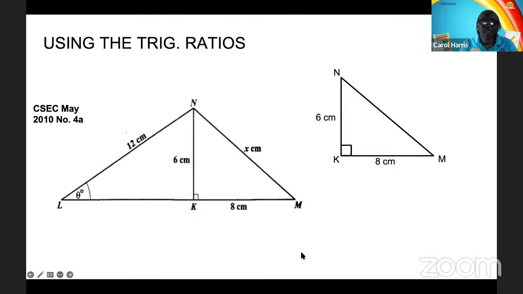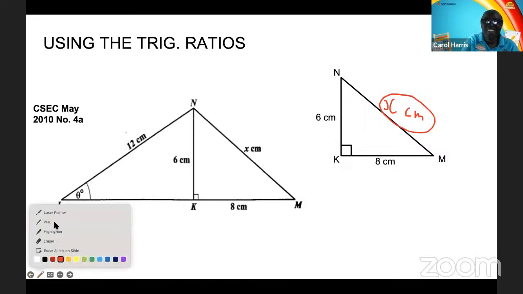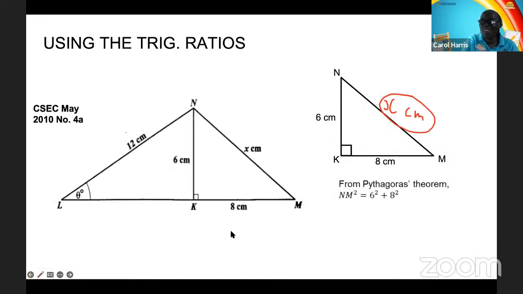We have triangle NKM, and we're trying to find the length X. What will I need to use to find X? Pythagoras' theorem, because I have two sides and I need to find a third. All right. I see somebody telling me that X will be 5.29. Look at that carefully. Could it be 5.29?